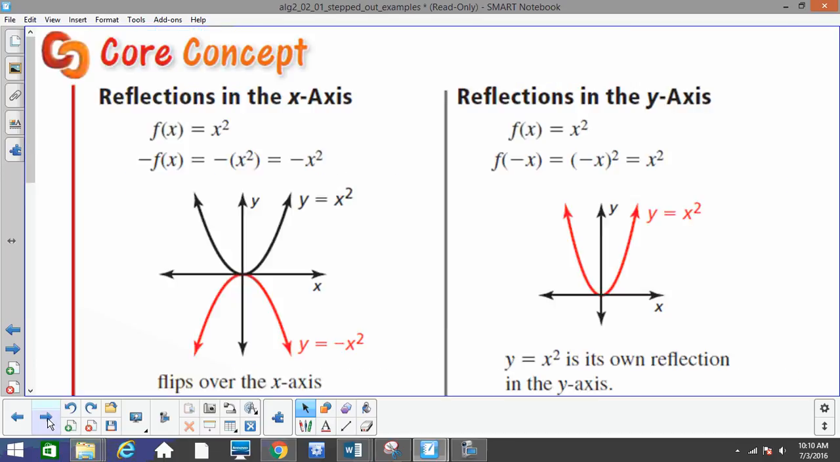All right, reflections. You can have two types of reflections, a reflection in the x-axis and one in the y-axis. For a quadratic, a reflection in the y-axis looks exactly the same. So if it is negative x squared, it's going to be over the x. Here, you put the negative sign in front of the x, and when it's squared, it becomes positive.